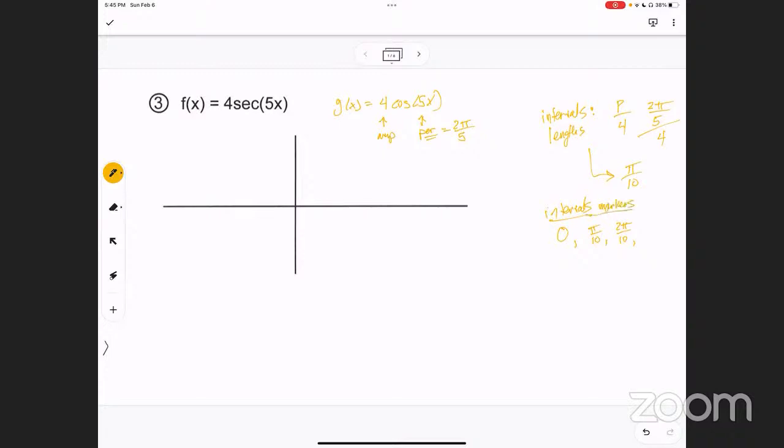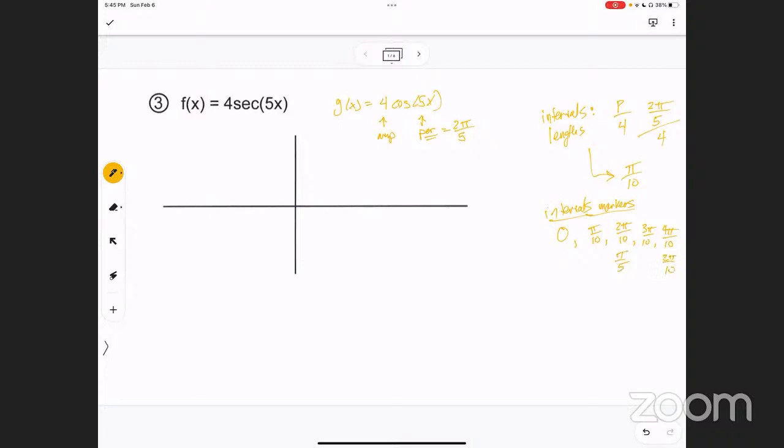So there's 5 interval markers because there's 4 intervals. That makes sense? Yeah. So your next one is 3 pi over 10, and your last one is 4 pi over 10. And again, we could reduce these. So this is pi over 5. This is 2 pi over 10. So these are my interval markers.